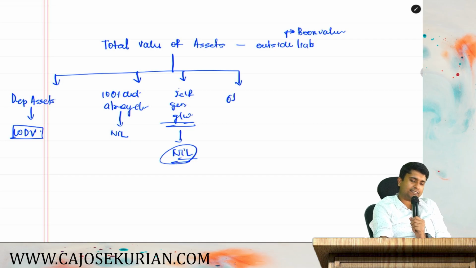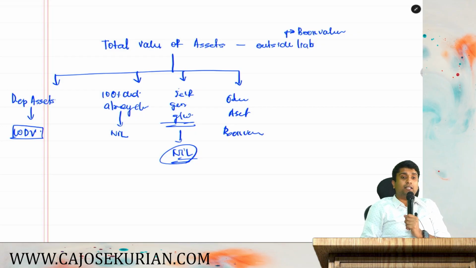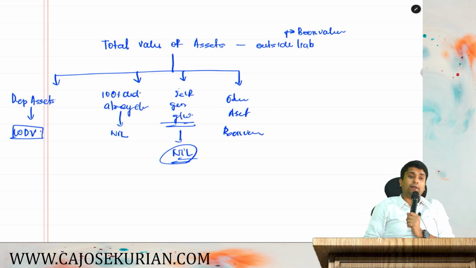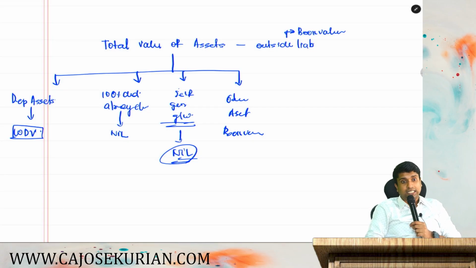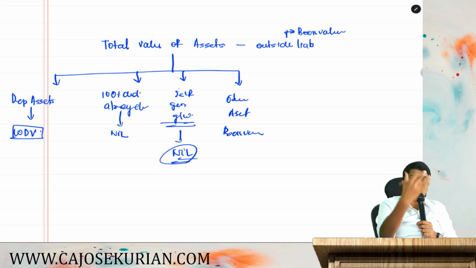For all other assets, what value? Book value. Say for example, plant and machinery being depreciable asset, WDV value. Scientific research asset, 0 value. Goodwill, my own brand, 0 value. Debtors, book value, because it is other assets. Land, book value, because here it is other assets. Are you with the non-depreciable asset?